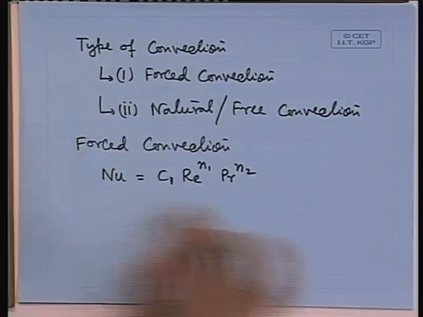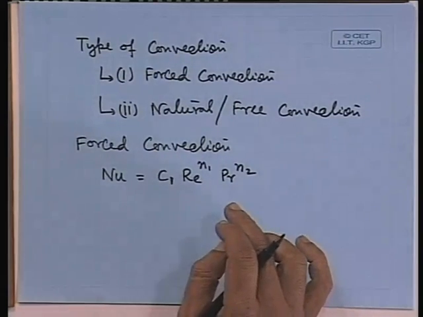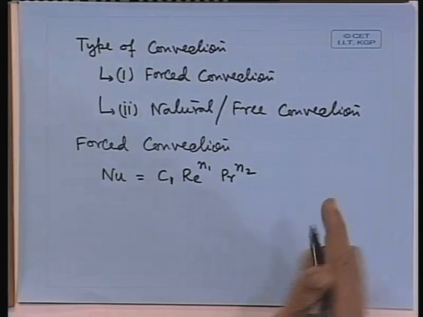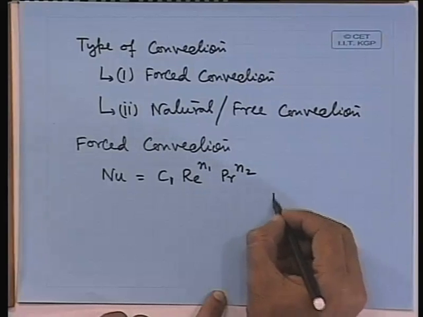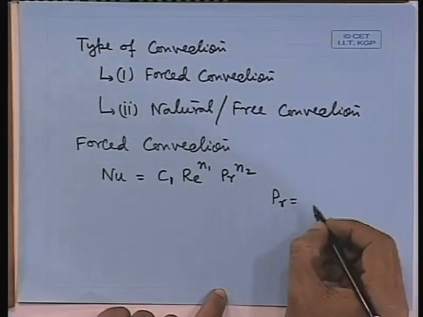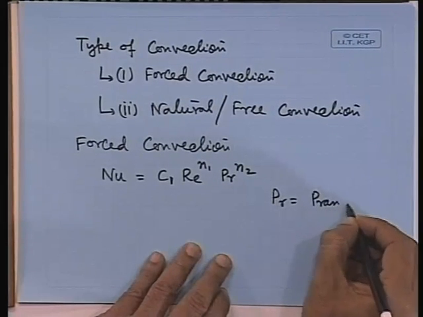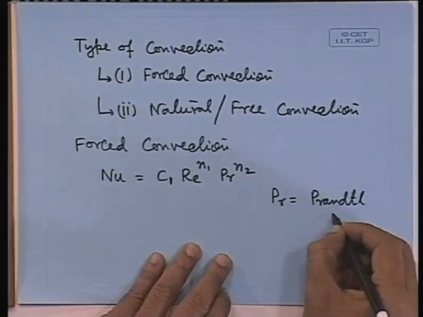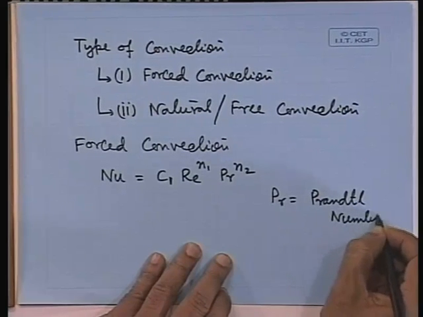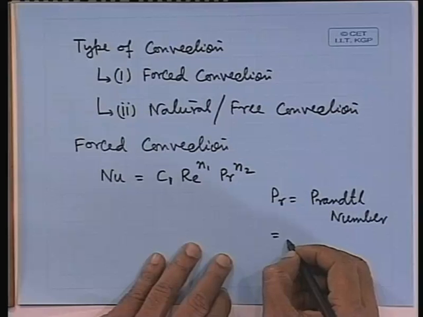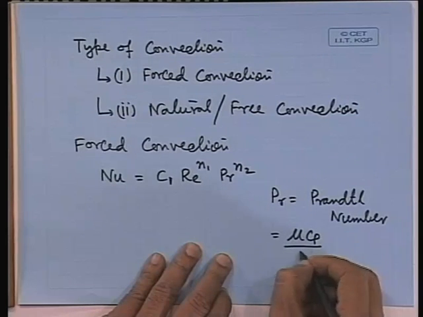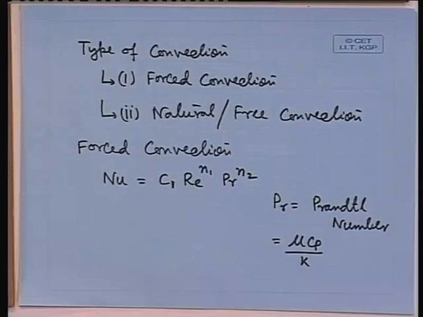What is Prandtl number? Reynolds number we are familiar with. Prandtl number, Pr, is equal to mu Cp by k. Mu is the viscosity, Cp is the specific heat, and k is the conductivity.